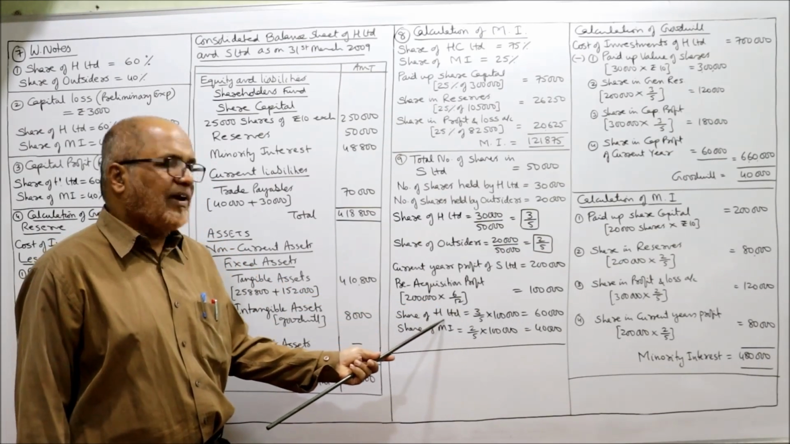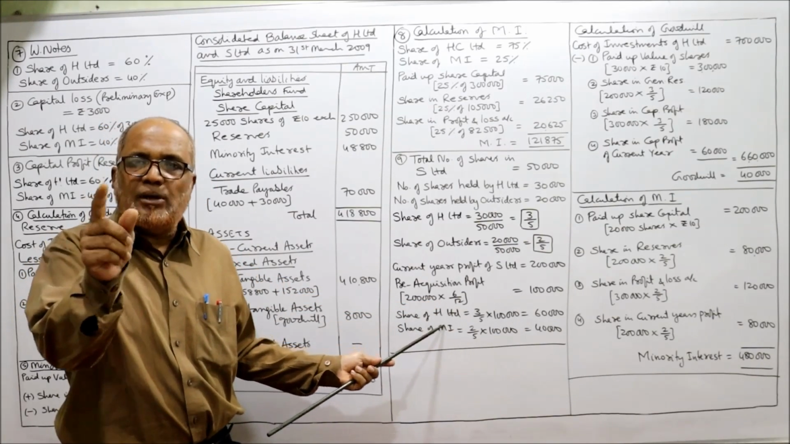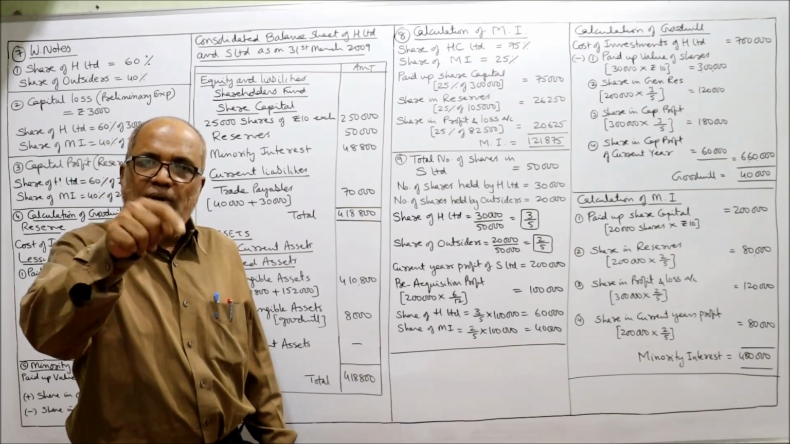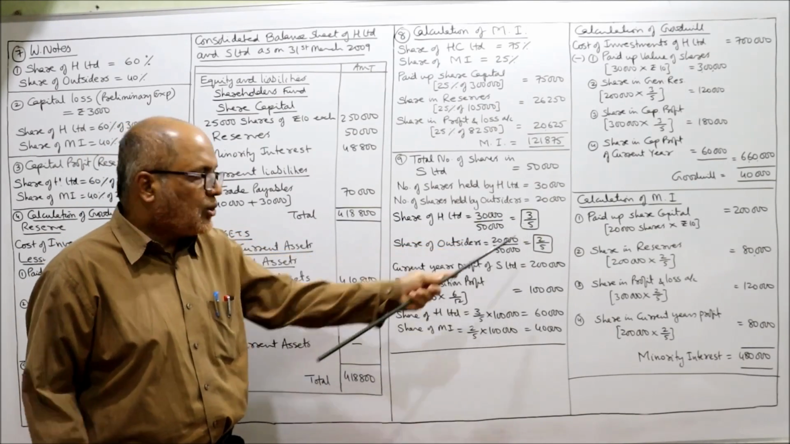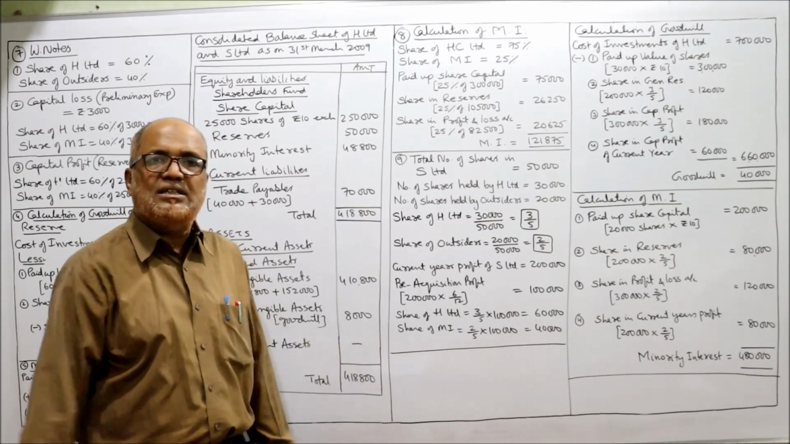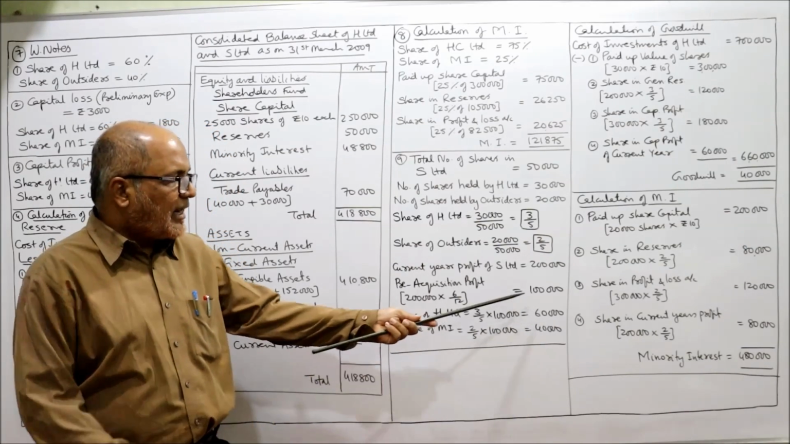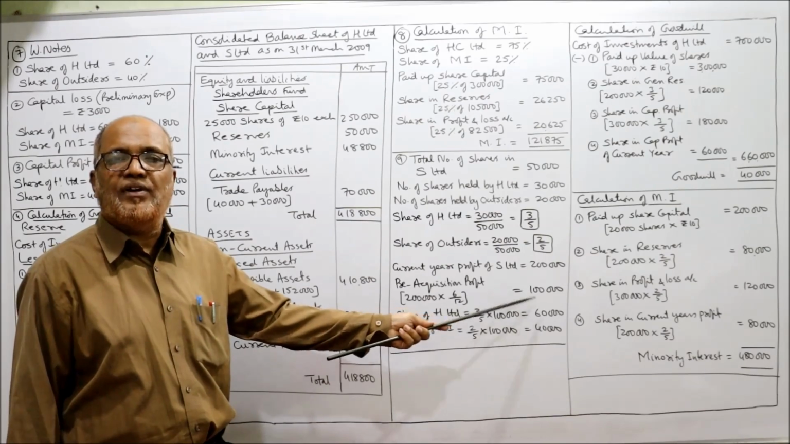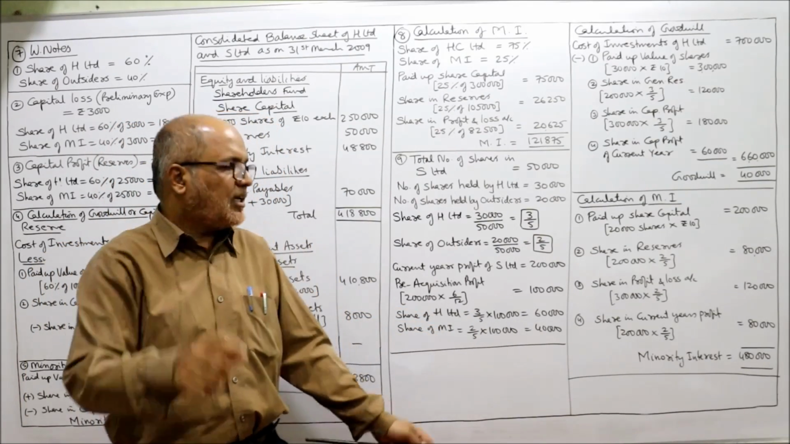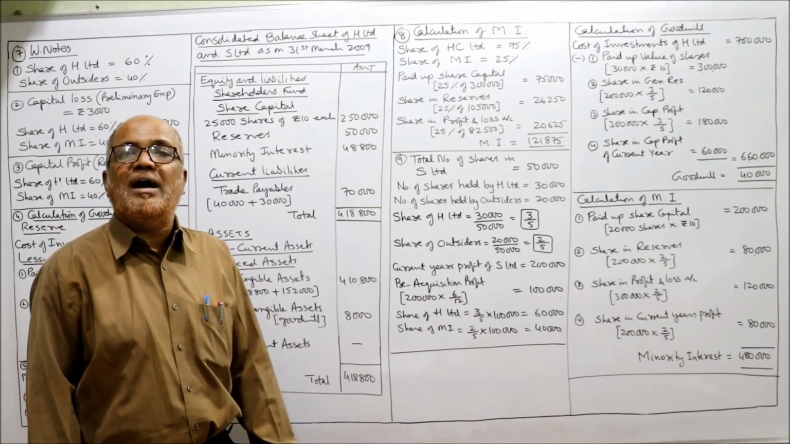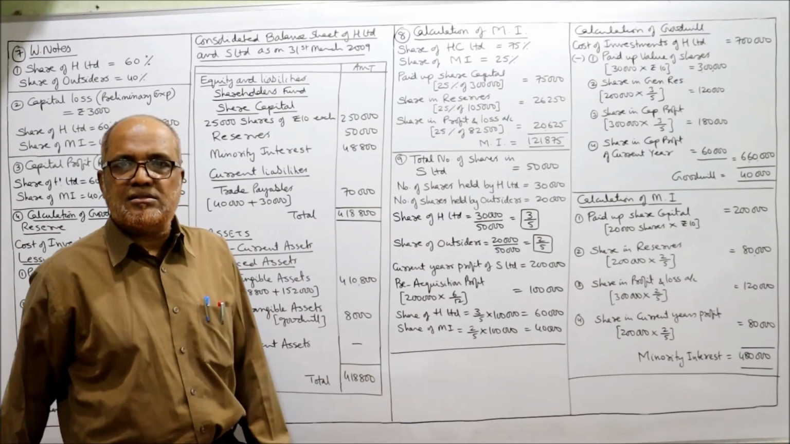Now share of H Limited. In this capital profit of 1 lakh, how much is the share of H Limited? Share of H Limited is 3 by 5. So 1 lakh into 3 by 5, 60,000. So in this 1 lakh rupees capital profit, 60,000 rupees is the capital profit of H Limited and 40,000 is the capital profit of minority interest, outsiders.